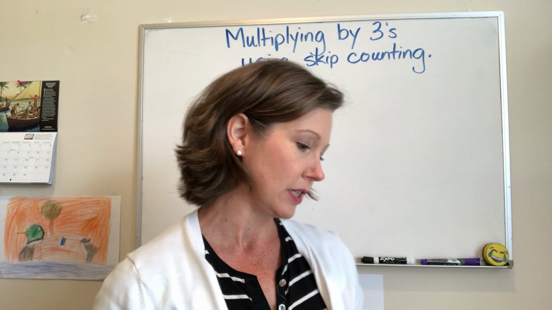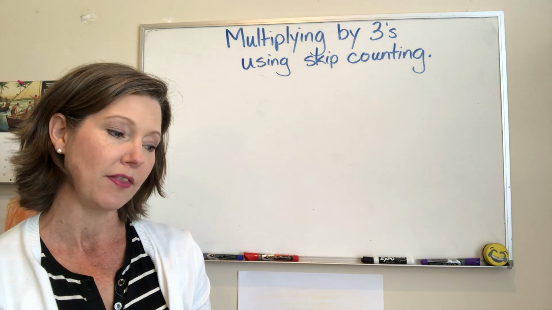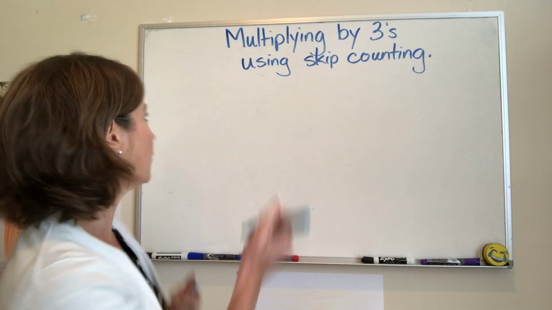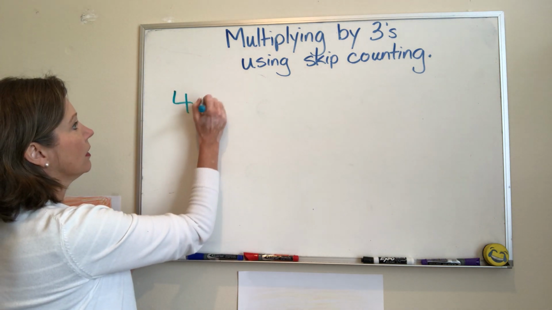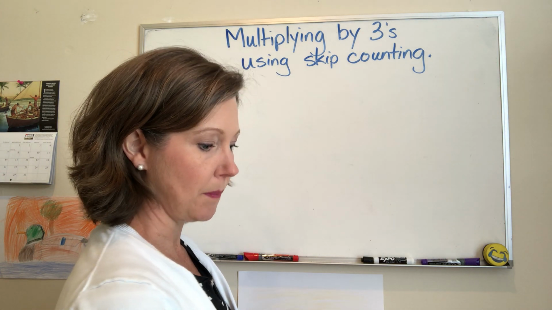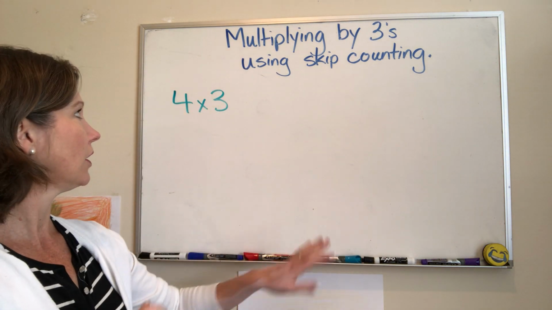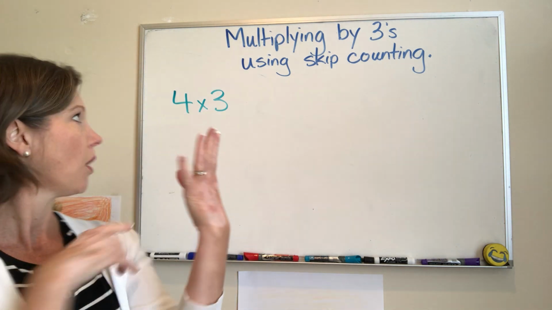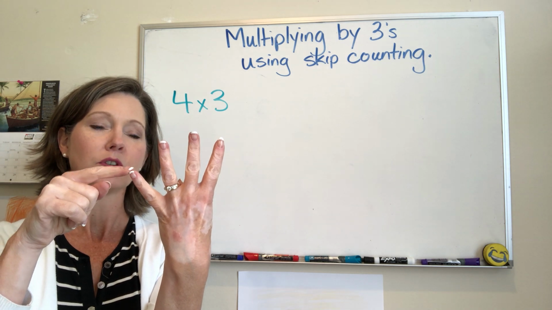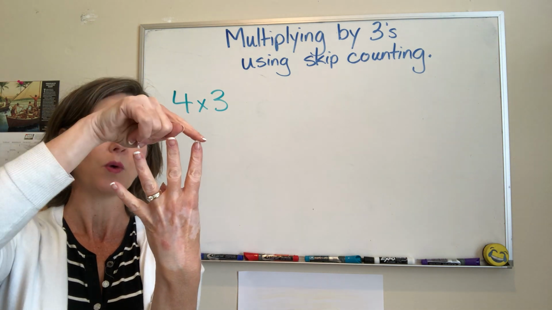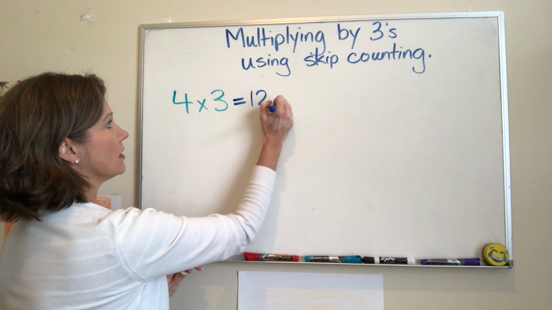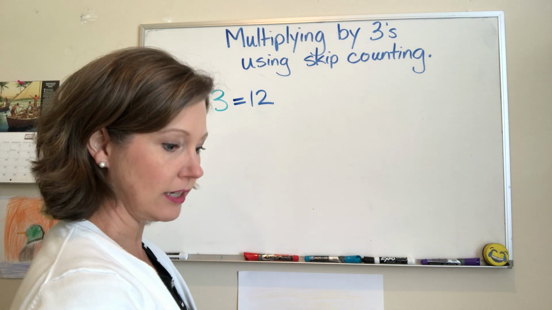Let's look at page 169, using skip counting to find the missing numbers. Our first one is number 1, which is 4 times 3. Well, you can use the little skip counting up at the top there to look at it. But let's say you just have your fingers. So let's count. We need 4 groups of 3. So we're going to put our fingers at 4. We're going to count by 3s. Go. 3, 6, 9, 12. So what's your answer? 4 times 3 is 12. Very nice.